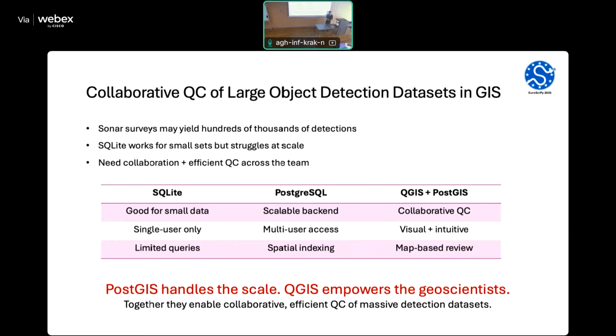QGIS empowers the geoscientist. We are visual. We look at boulders and we see, okay, this is what I'm seeing, and this is what a boulder will look like. So together they enable collaborative, efficient QC of massive detection datasets.